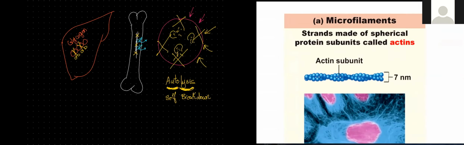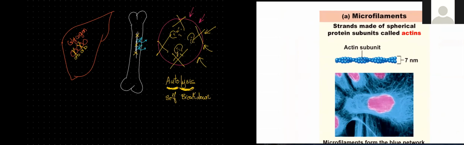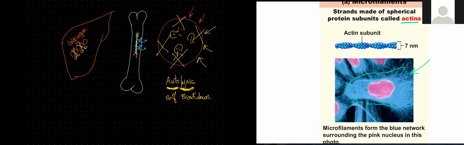If we're looking here at the first type of the cytoskeleton, we have the microfilaments, and those are formed of a protein called actin. Those filaments, as you see here, are occupying the whole cytosol. Actin subunits form those filaments of very small diameter, which is 7 nanometers.